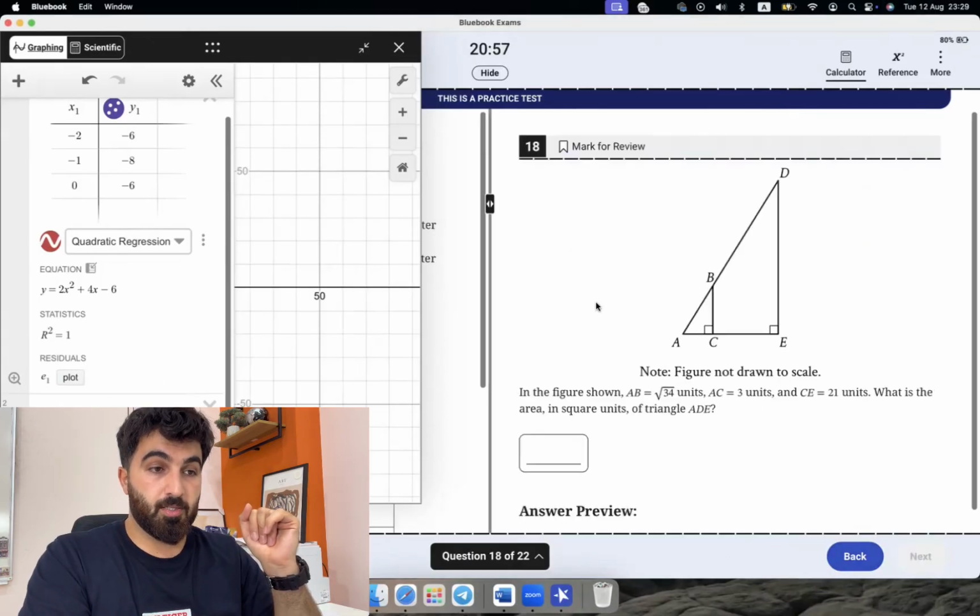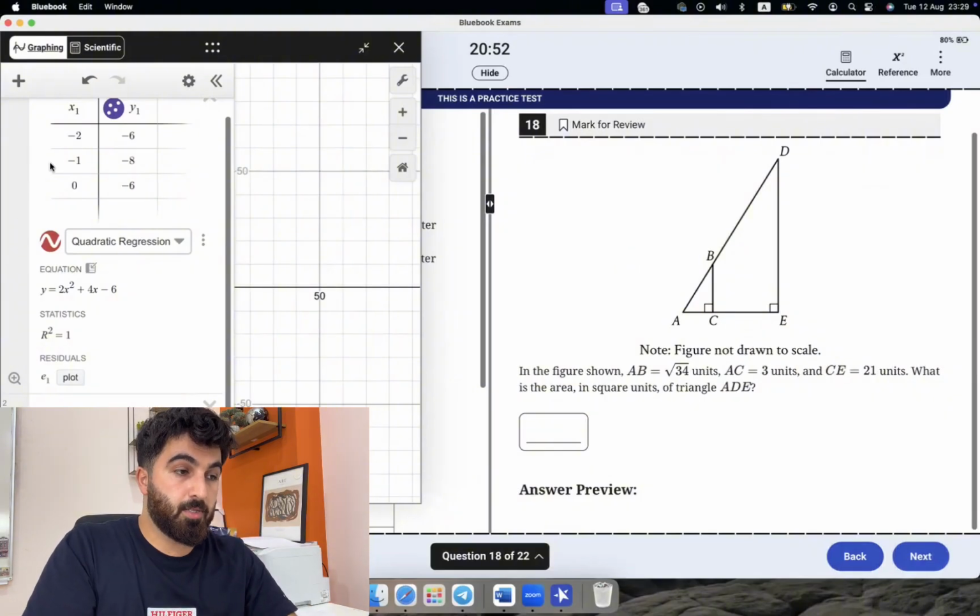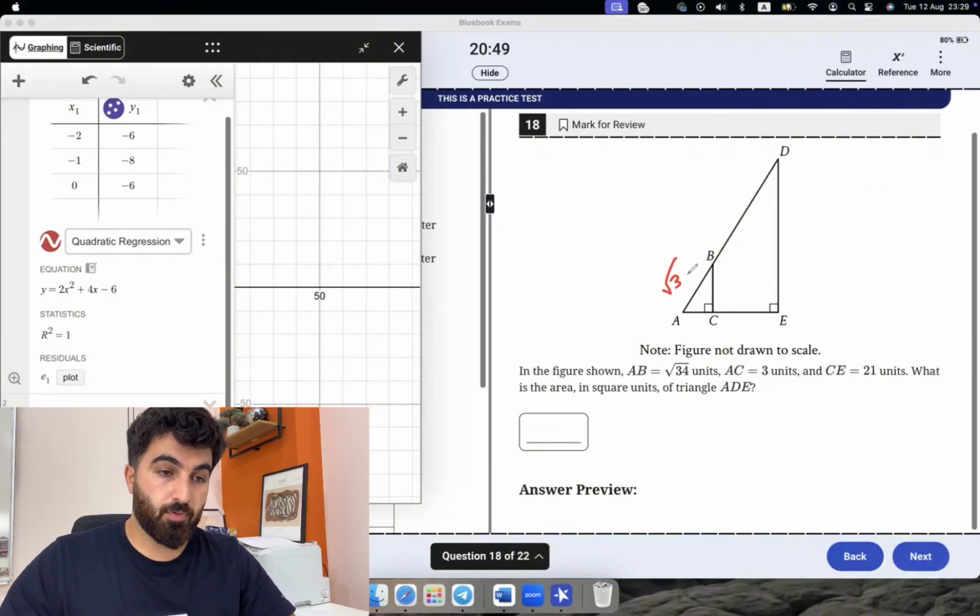And well, let's see question 18. I see similar triangles here. AB is square root of 34 and AC is 3. Okay.